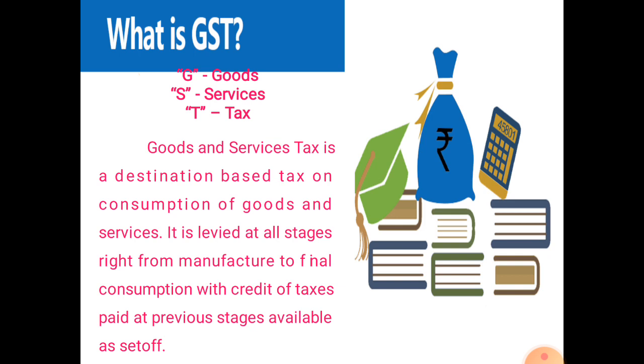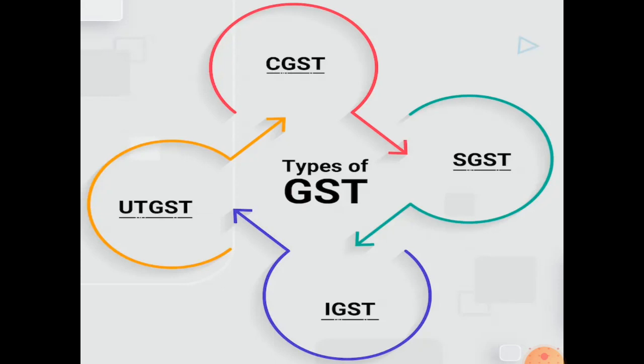Goods and services tax is a destination-based tax on consumption of goods and services. It is levied at all stages right from manufacturer to final consumption with credit of taxes paid at previous stages available as set-off. Next, we discuss about the types of GST.